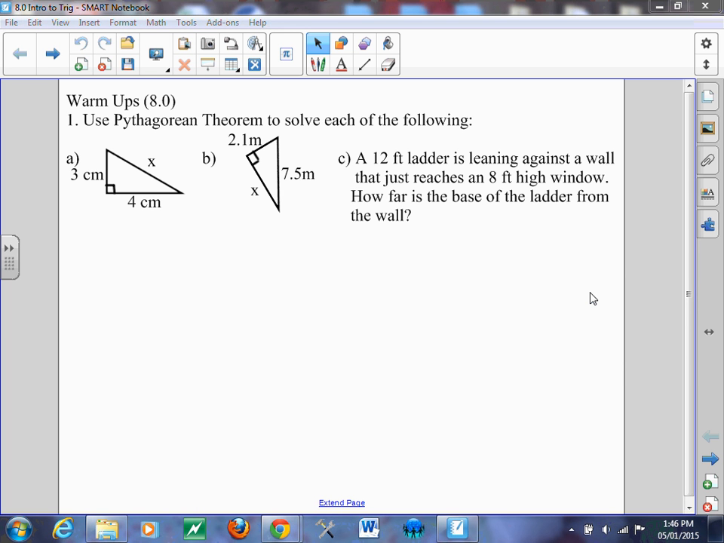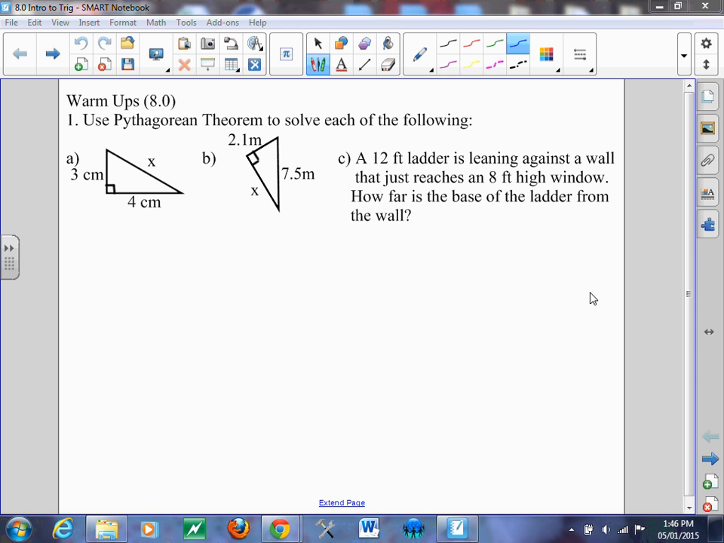Now, before we step into what we call SOHCAHTOA, or cool things we're going to learn in this unit, we want to review Pythagorean theorem, because Pythagorean theorem is connected to trigonometry in terms of some of the side lengths and measurements we use. So let's take a look at our warm-up.